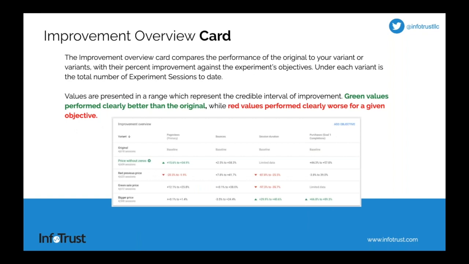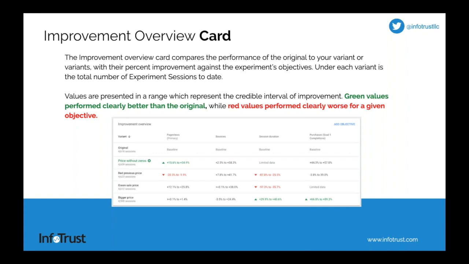The improvement overview card compares the performance of the original to your variant or variants. This shows you all of the objectives for your test. Under each variant, you can also see the number of experiment sessions to date, and it's pretty easy to scan if you have clear leaders and losers. Green values are objectives that perform clearly better than the original, and red values are objectives that perform clearly worse for a given objective.